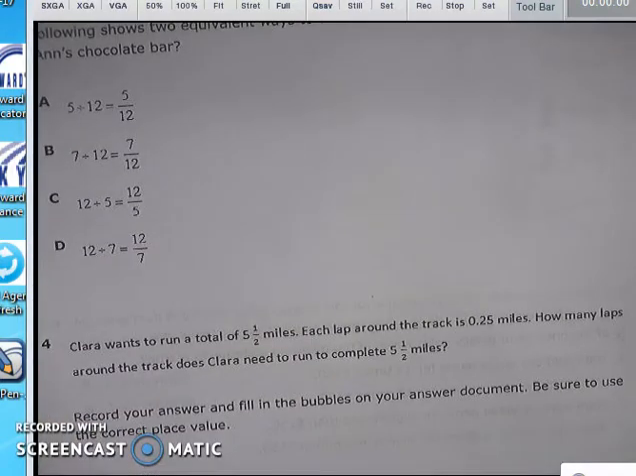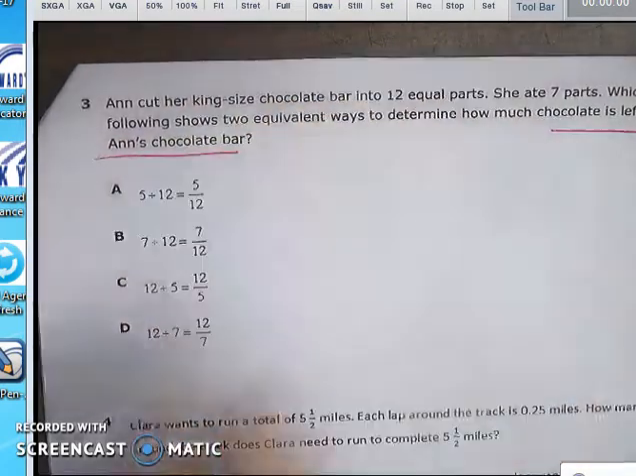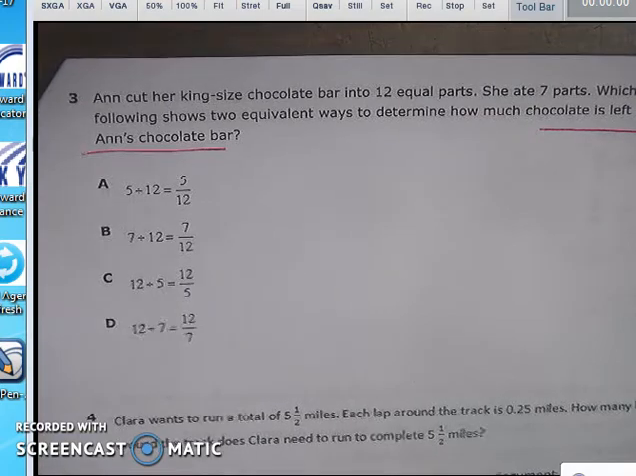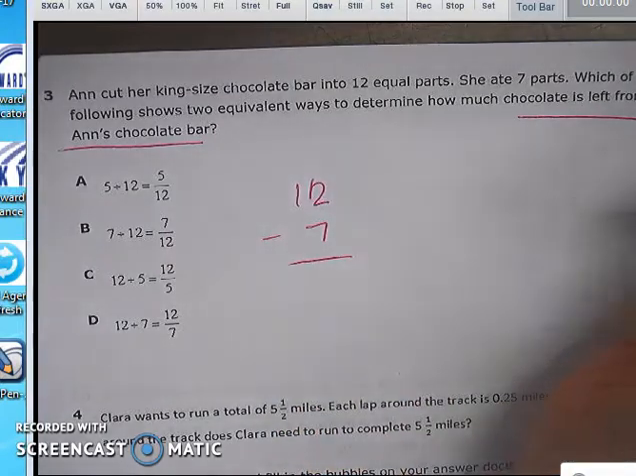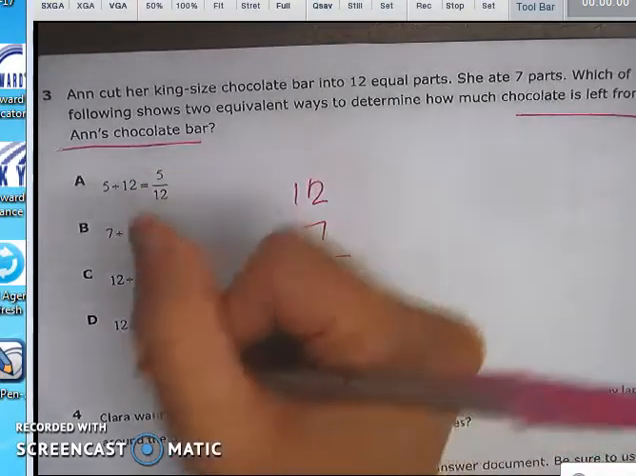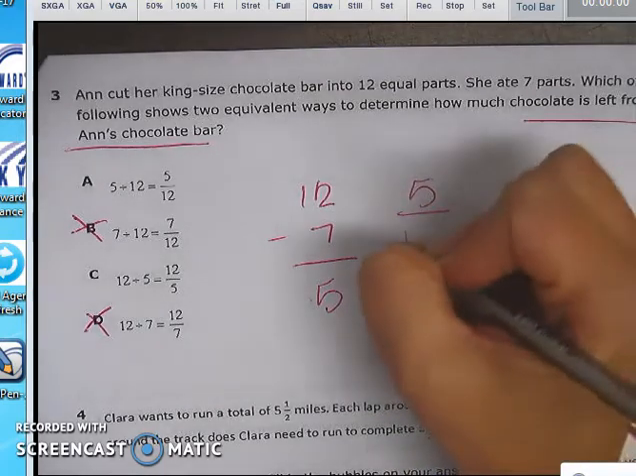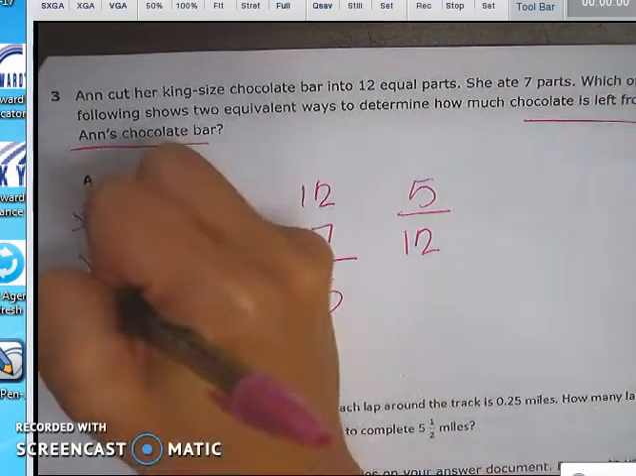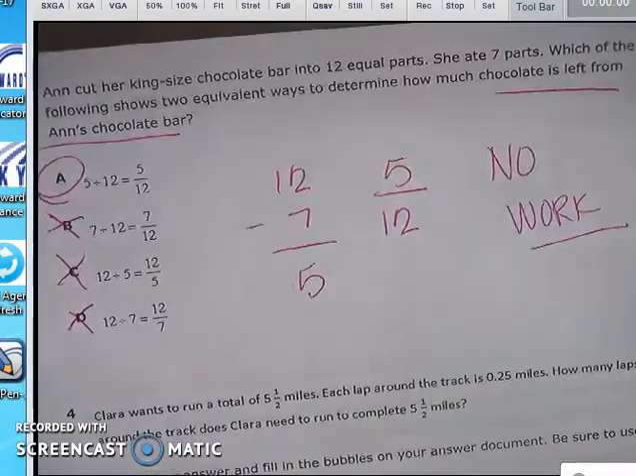Number 3, Anne cut her king-size chocolate bar into 12 equal parts. She ate 7 parts. Which of the following shows 2 equivalent ways to determine how much chocolate is left from Anne's chocolate bar? Okay, how much chocolate is left? She started out with 12. She ate 7. How many pieces were left? 5. Anything that doesn't include 5, you should mark off. Okay, she had 5 out of how many total pieces? 12. Which one looks like that? Once again, no work on this one was needed. No reason to have missed that.